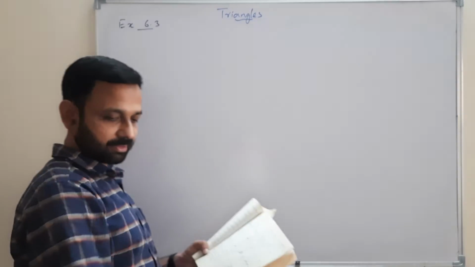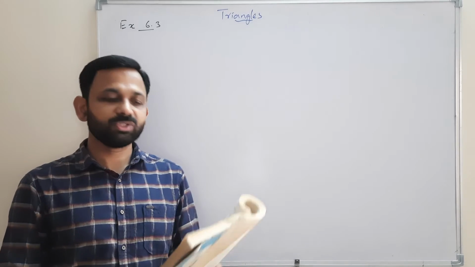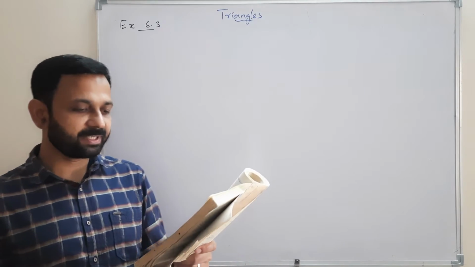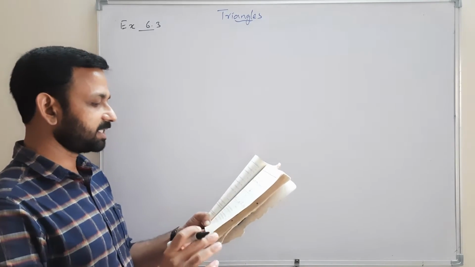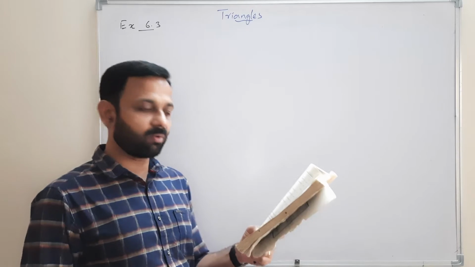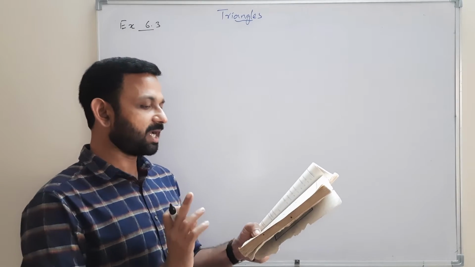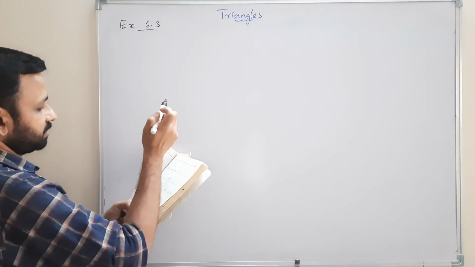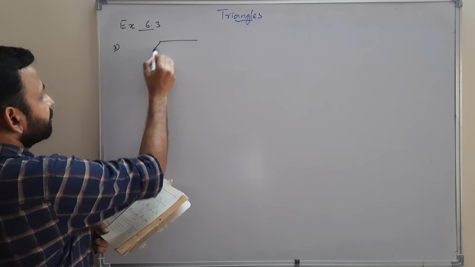Second question you can do by yourself. It's very simple. We are going to do question number 3. Diagonals AC and BD of trapezium ABCD with AB parallel to DC intersect each other at the point O. Using similarity criterion, show that OA upon OC is equal to OB upon OD. So the given conditions, one figure is given, question number 3.